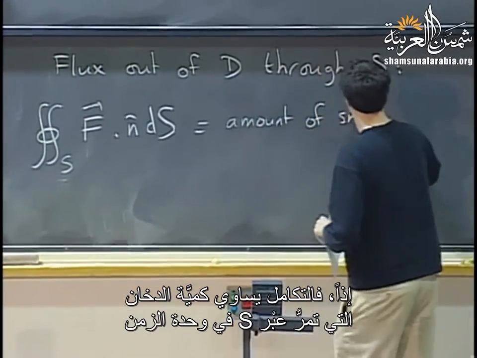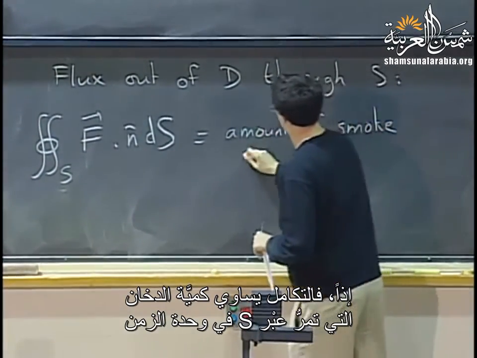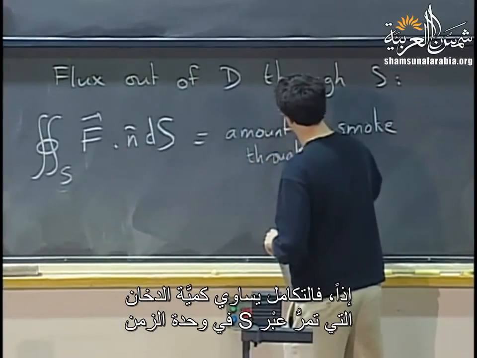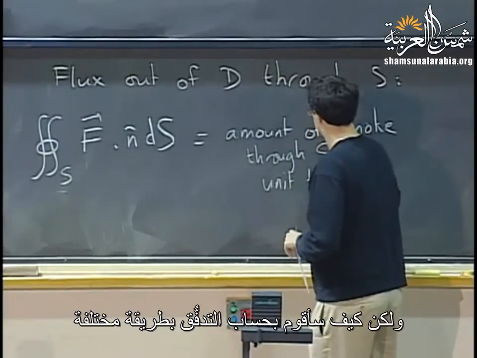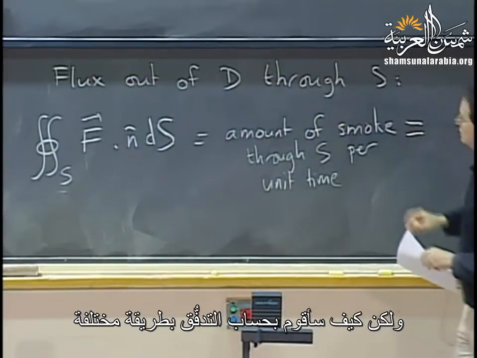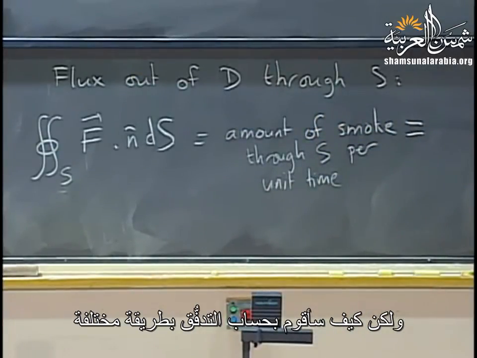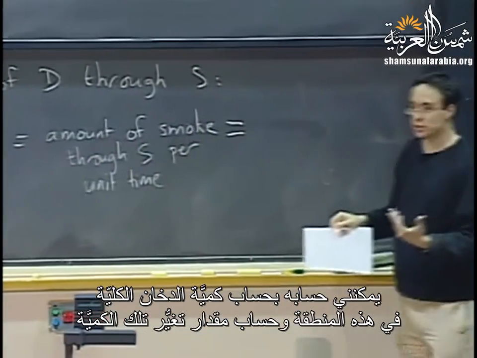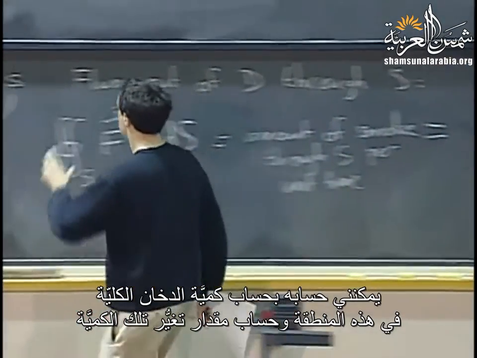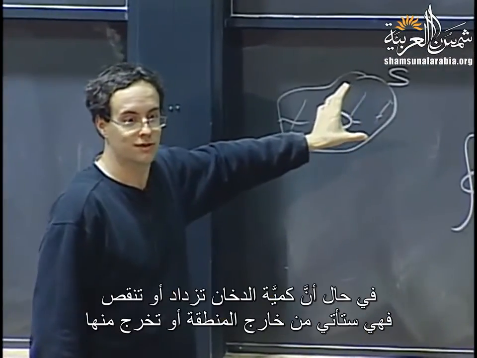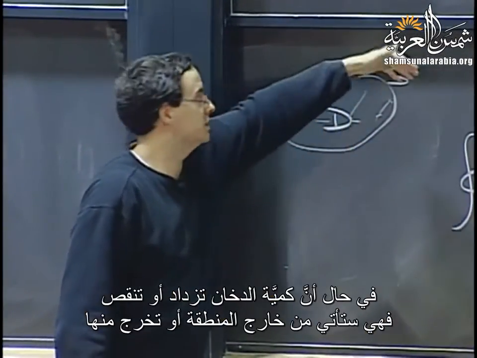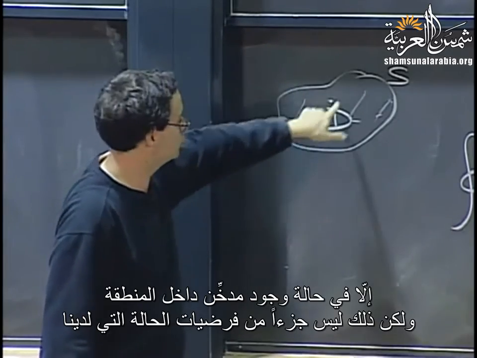So it's the amount of smoke through S per unit time. But now, how can I think of that? How can I compute that differently? Well, I can compute it just by looking at the total amount of smoke in this region and saying how much it changes. If I'm gaining or losing smoke, it means it must be going out there. Well, unless I have a smoker in here, but that's not part of the data.